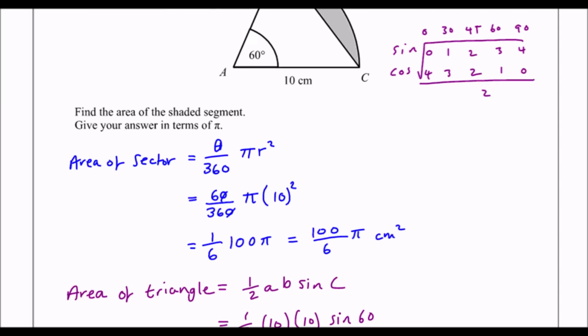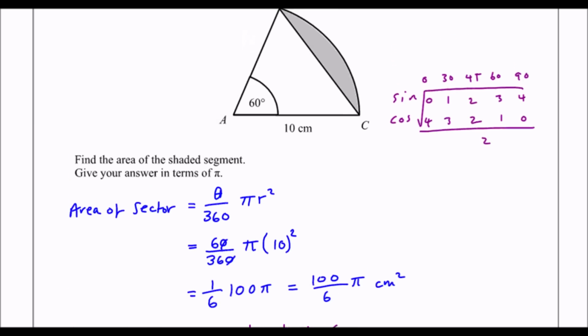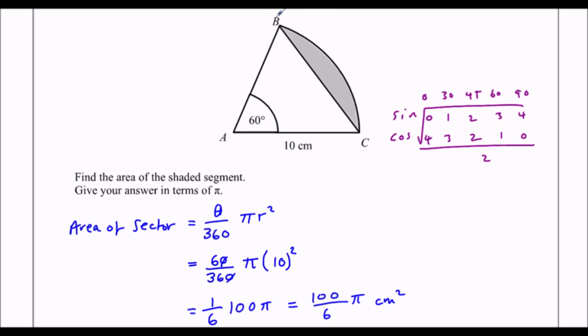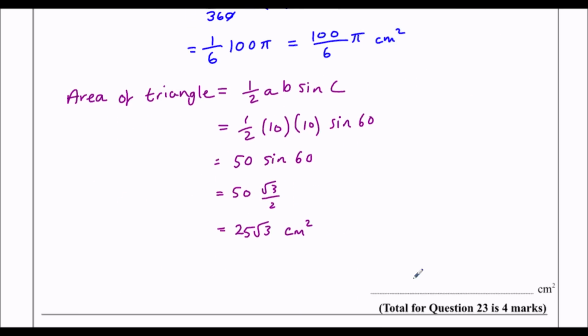So the area of the shaded bit is the area of the whole shape, take away the triangle. So that's 100 over 6 pi, take away 25 root 3. We'll leave it like this. Actually, I'm going to change that to 50 over 3.